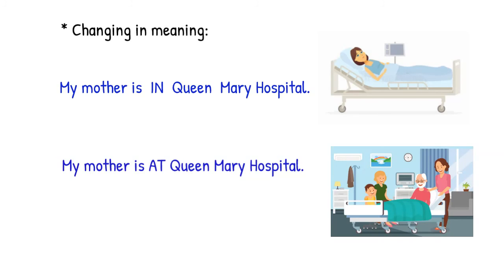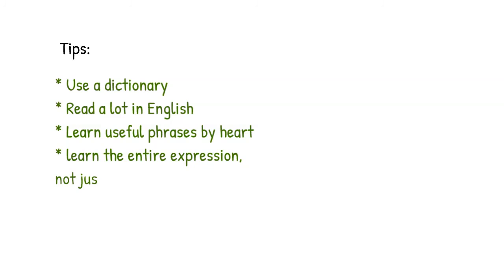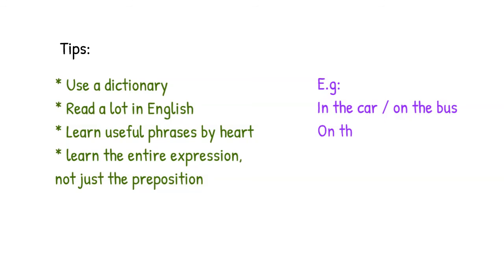As we learned at the beginning of the video, there are hardly any rules as to when to use which preposition. The only way to learn prepositions is looking them up in a dictionary, reading a lot in English, and learning useful phrases off by heart. Okay, so learn the entire expression, not just the preposition. For example, in the car, on the bus, on the way, on a bicycle, in the night, at night. Okay, so learn the preposition together with a noun or the pronoun that joins it. Okay?